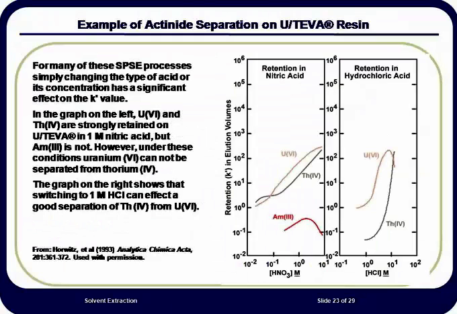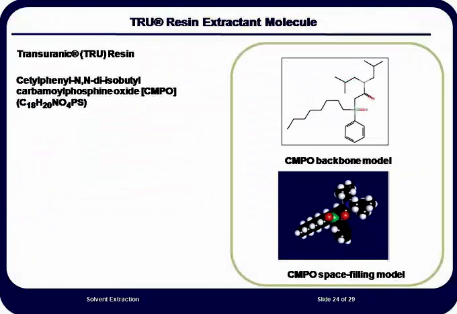However, if we switch the aqueous phase to 3 molar hydrochloric acid, the separation of capacity factors is about a factor of 100. This difference in capacity factor allows effective separation of these two radionuclides. The extractant molecule shown here, cetylphenyl NN diisobutyl carbamoyl phosphine oxide, or CMPO, is of general value in allowing separation of different transuranic ions from each other.